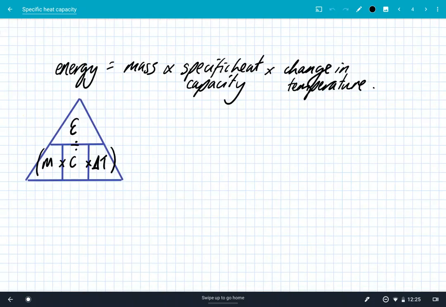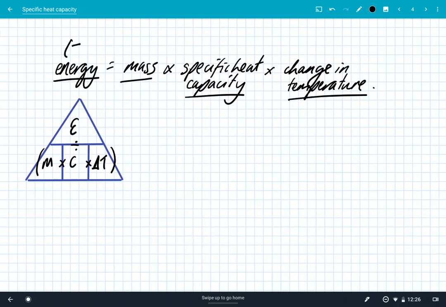So let's have a look at the equation. We've looked at the proportionality, saying that energy is proportional to mass and the change in temperature. So we can write this as an equation. The energy required to heat up a substance is given by the mass multiplied by the specific heat capacity multiplied by the change in temperature.